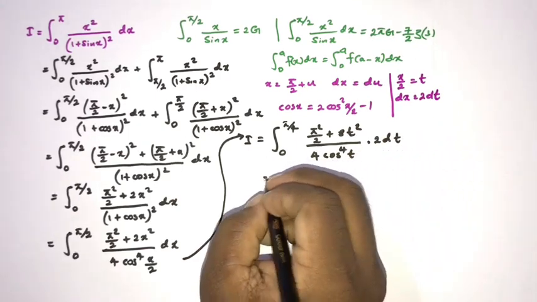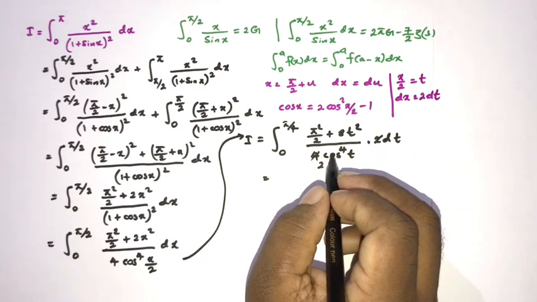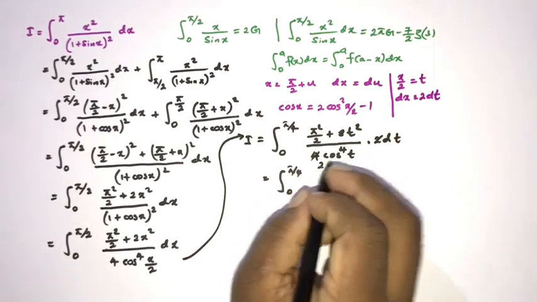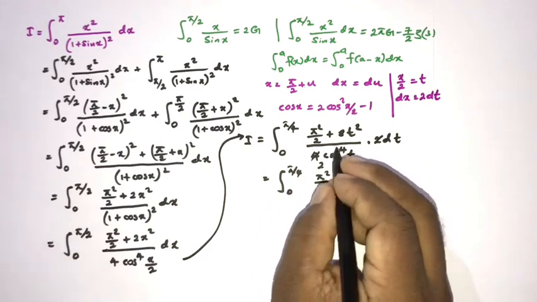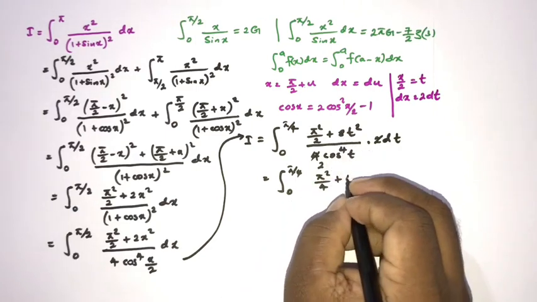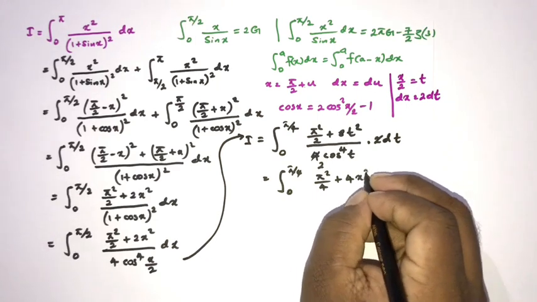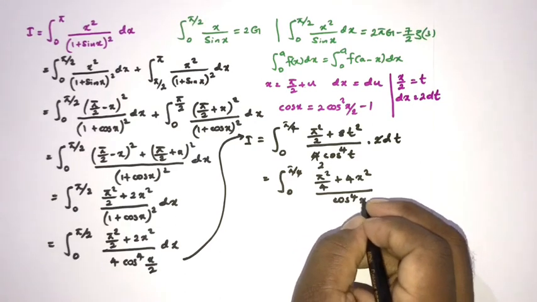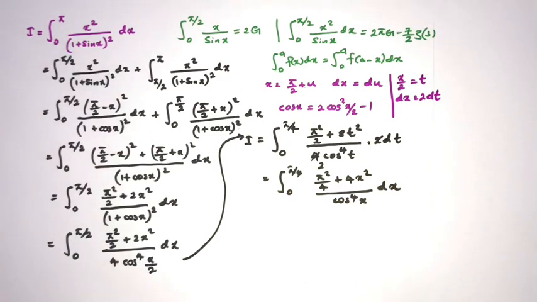Now we know these 2 get cancelled, and here we can divide by 2, so we can write the integral from 0 to π/4. If we divide by 2, here we have in the numerator 5π²/4 plus 8 over 2, which is 4, times. Now instead of t we can also use x, so here x² over cos⁴x dx. Now how to evaluate this integral?